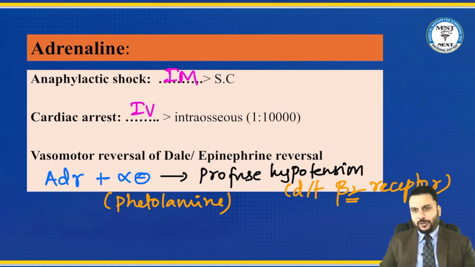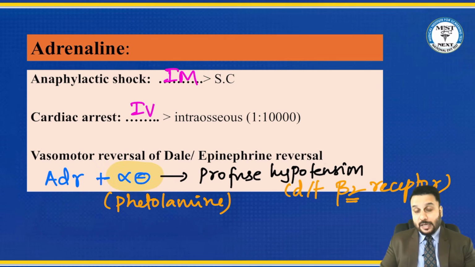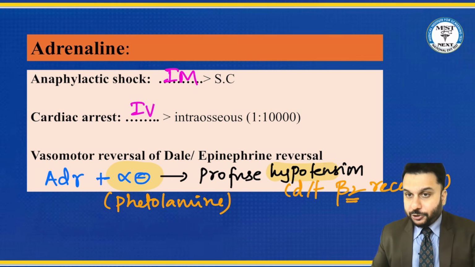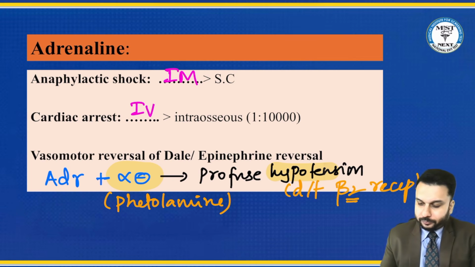Now, right before exam, we don't have as much time to discuss every detail right now. Just keep in mind, when you give alpha blockers, this will happen. Adrenaline plus alpha blocker, if you give, the patient undergoes severe hypotension due to beta 2 receptor, because the beta 2 receptor, what does it do? It causes vasodilation, and that will cause hypotension. Okay.